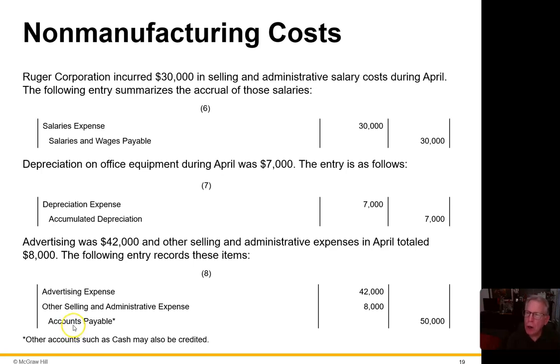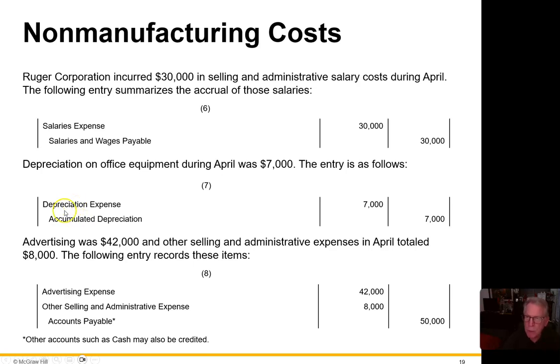Rutger Corporation incurred $30,000 in selling and administrative salary costs during April. These are our non-manufacturing costs. So this is how we would do those journal entries. Pretty straightforward. We debit salaries expense, credit salaries and wages payable.